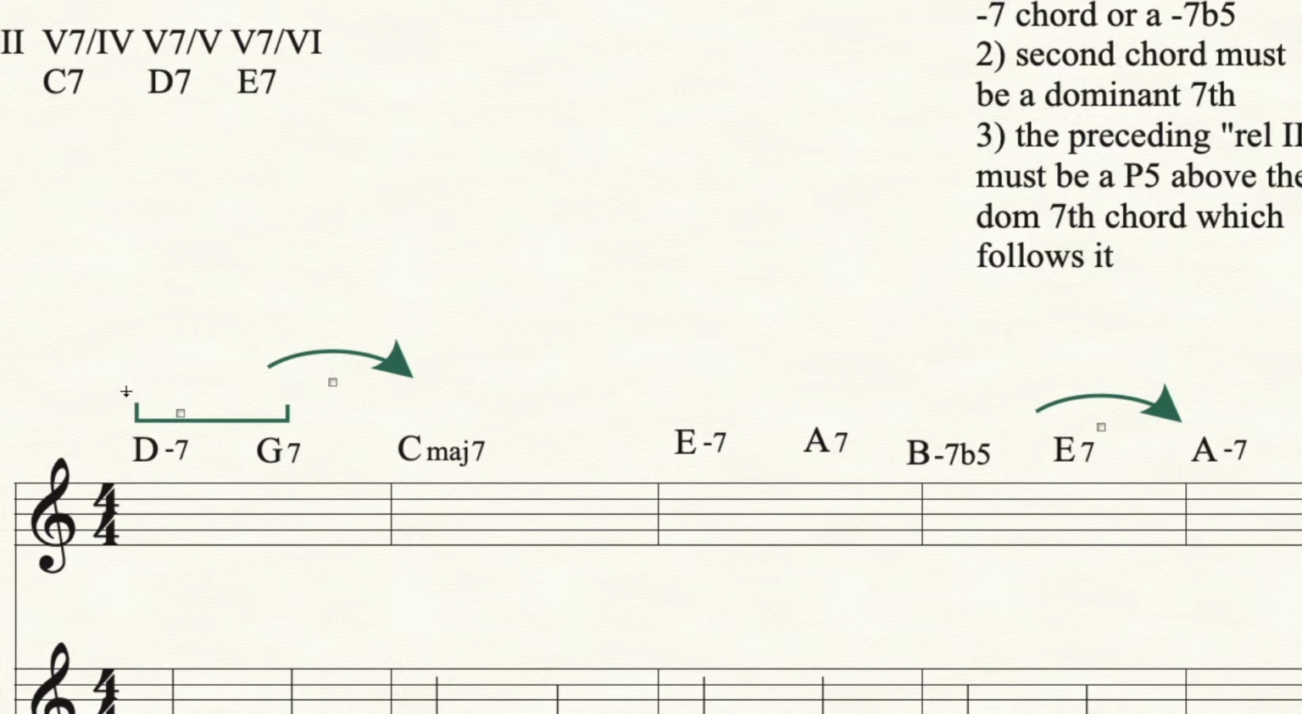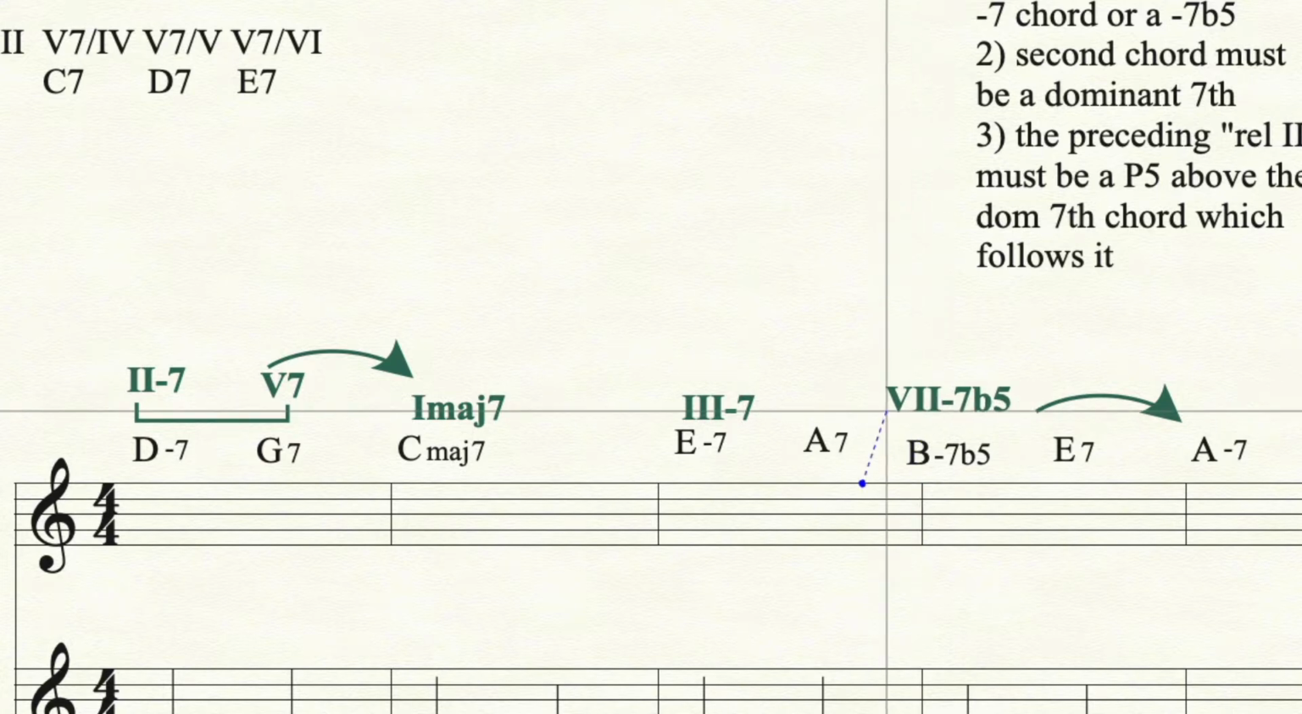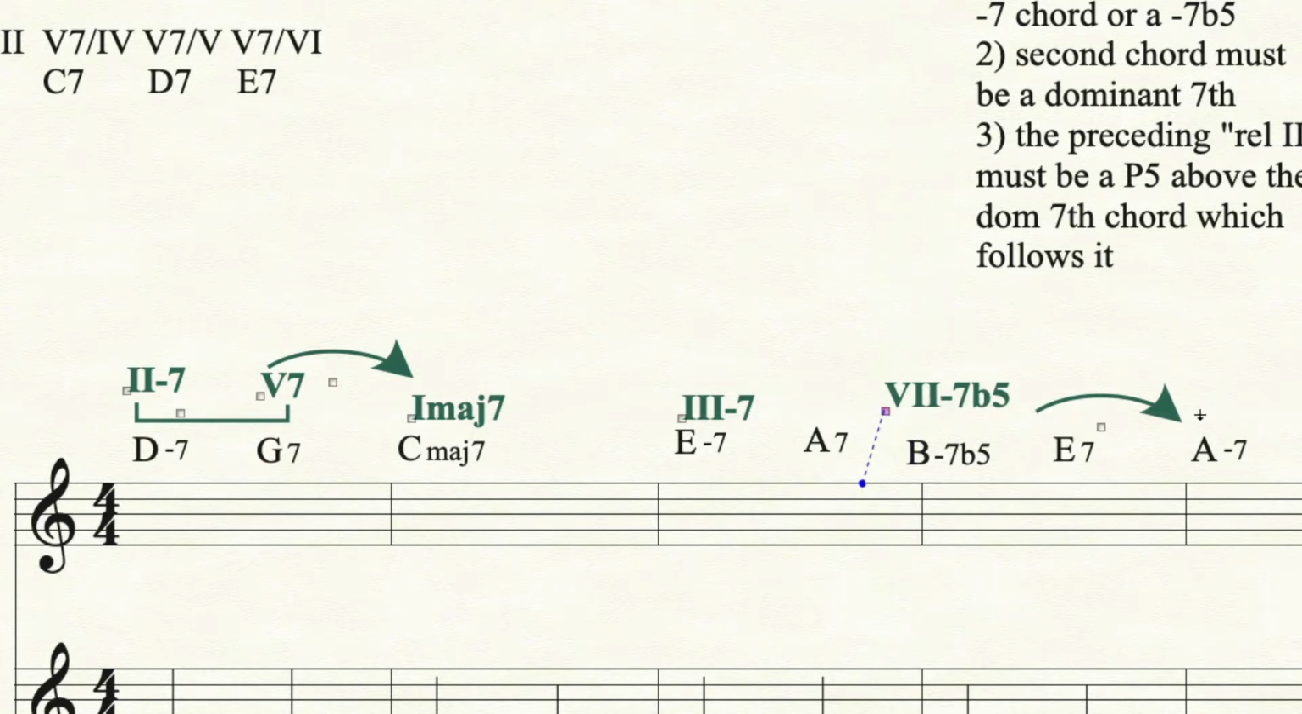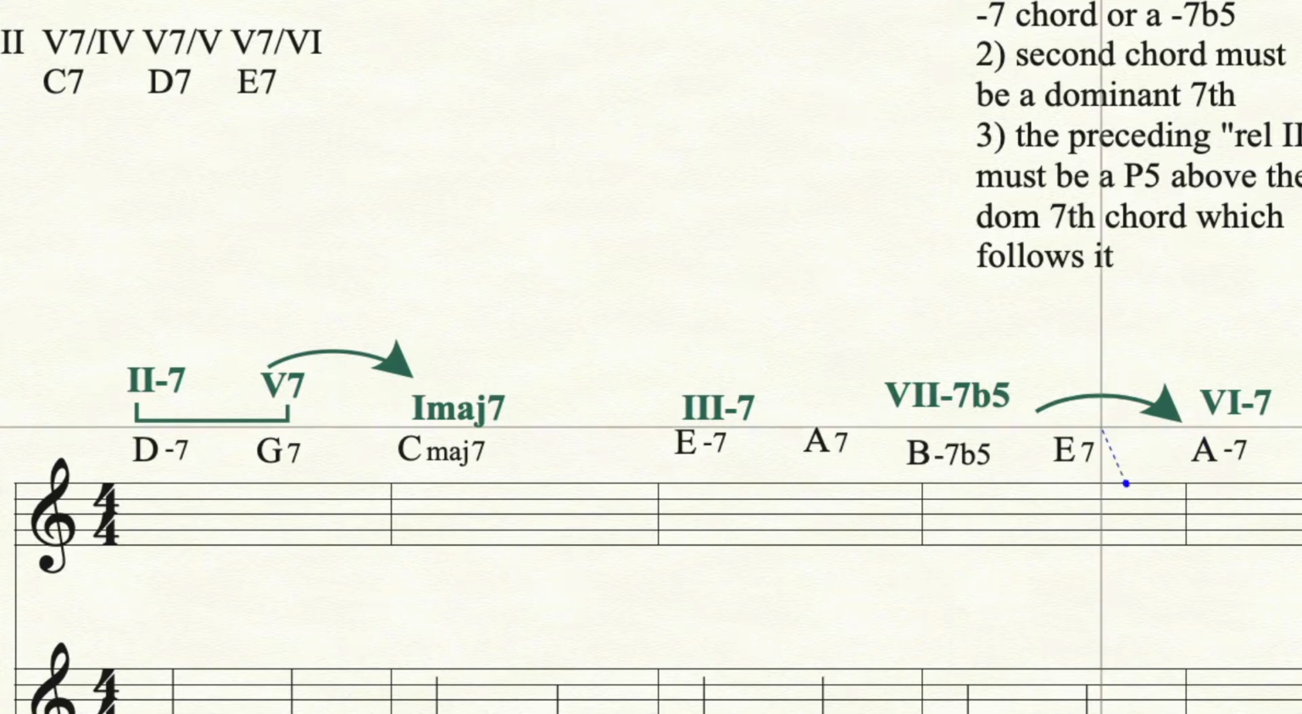diatonic, so those are easy. That's a 2 minor 7. This is a 5-7 chord. This is a 1 major 7. This is a 3 minor 7. This is a 7 minor 7 flat 5. It's another diatonic chord. And this is a 6 minor chord. So those are pretty straightforward, right?